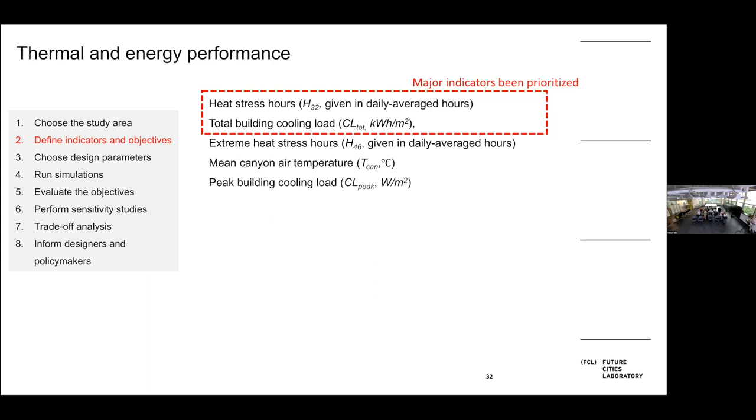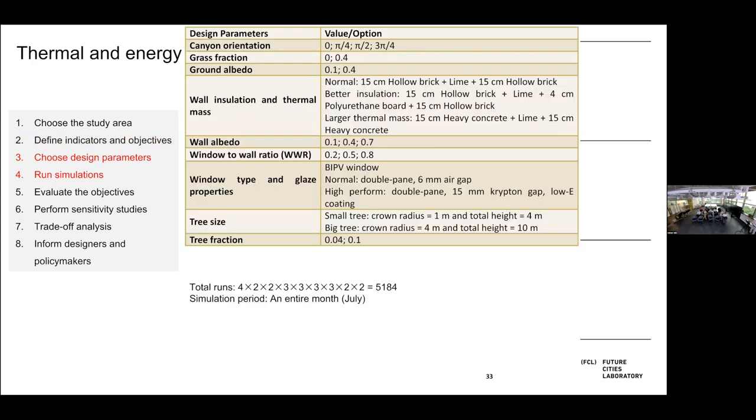The next step is to choose design parameters. Here we have the design parameters and the options. Each parameter will have four options. We cannot have too many if we want to evaluate all the combinations, but those options are based on common practice of building design. We can see the value of the window to wall ratio, like from 0.2 to 0.8, and also the other parameters. Then we run the simulation for all the combinations, and each city will have more than 2,000 cases, therefore we can evaluate all the scenarios.